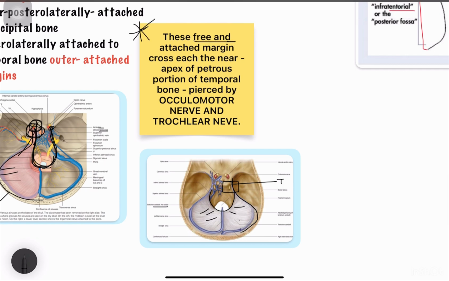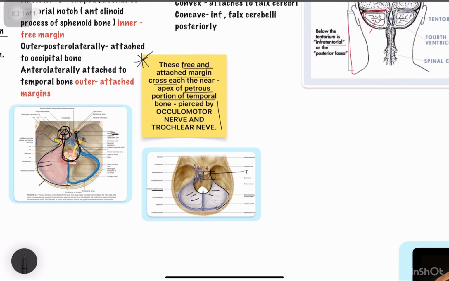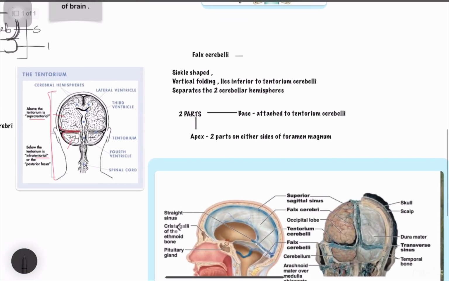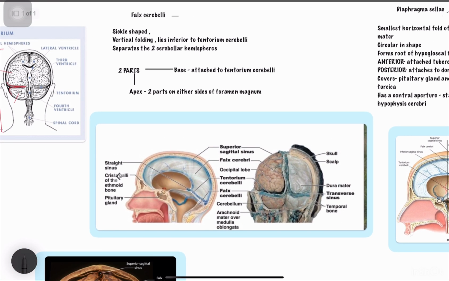Free and attached margin cross at the region of the apex of the petrous portion of the temporal bone, which is pierced by the oculomotor nerve and the trochlear nerve. So that was about the tentorium cerebelli. Now talking about falx cerebelli.